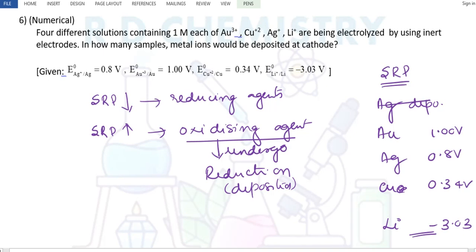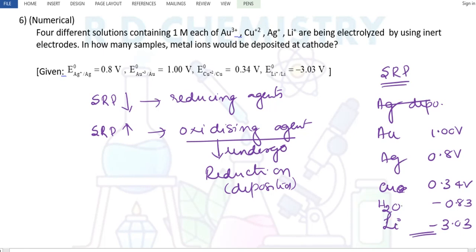But how many will be deposited? When I say a solution, we should know the SRP value of water also. For water, the SRP value is minus 0.83, which means lithium can oxidize water.